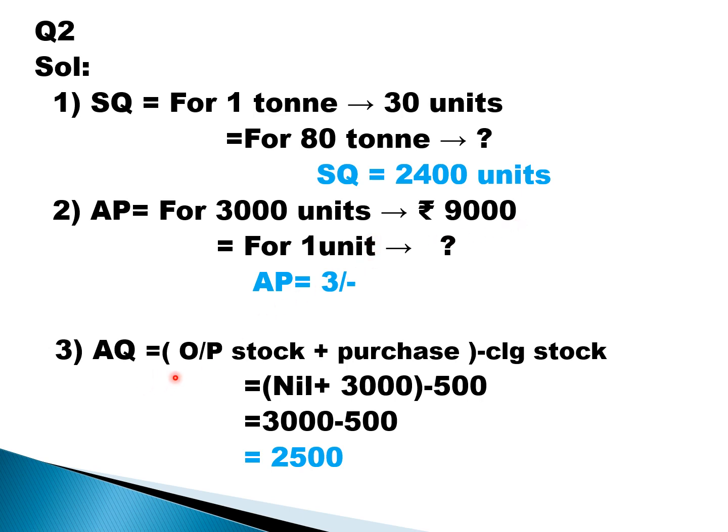Actual quantity. Opening stock plus purchases minus closing stock. This is called quantity actually used. We had at the beginning, plus we purchased in the middle of the year. Then what is left? If you minus, you will get actual quantity used. So opening stock is nil. Purchase is 3,000 minus closing stock 500. So you get actual quantity 2,500.